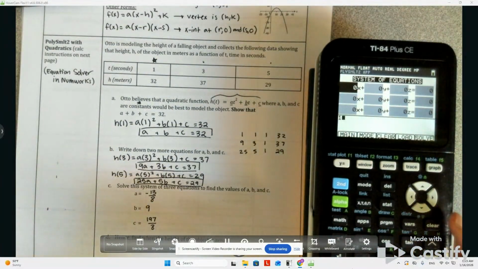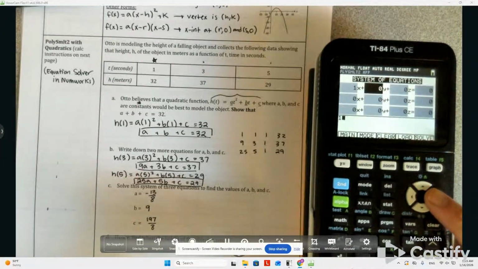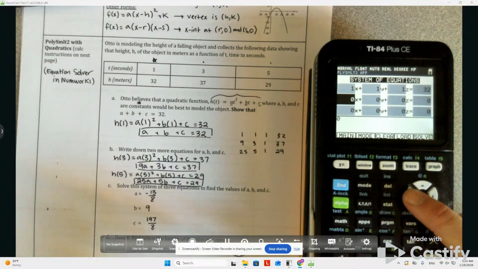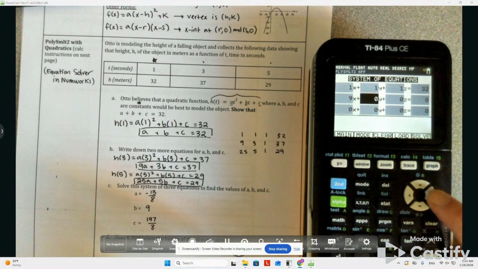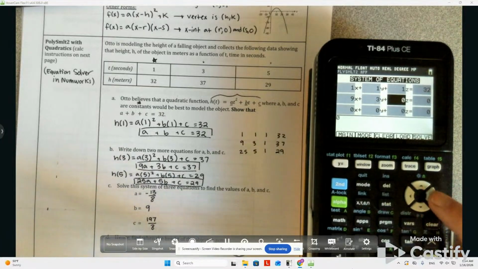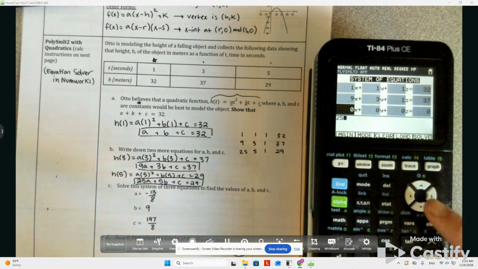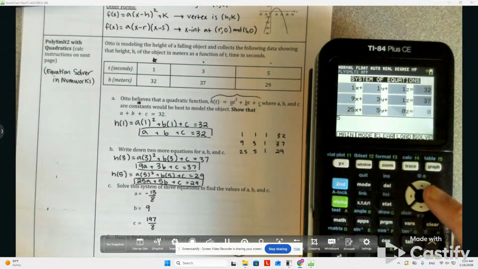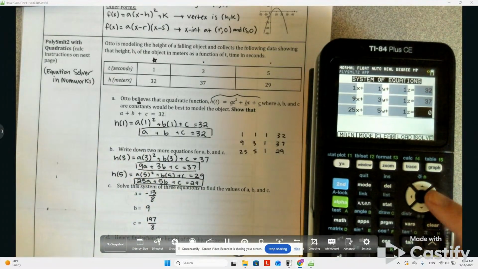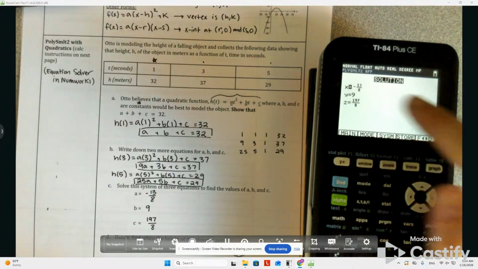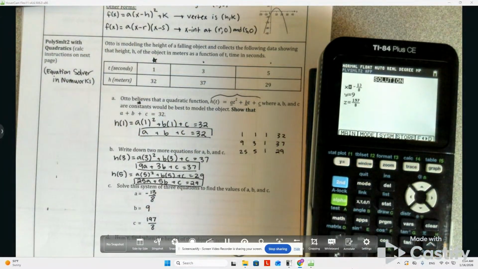So we'll put in 1, 1, 1, 32, 9, 3, 1, 37, and 25, 5, 1, and 29. And we'll solve. And again, we get the same thing that we got.